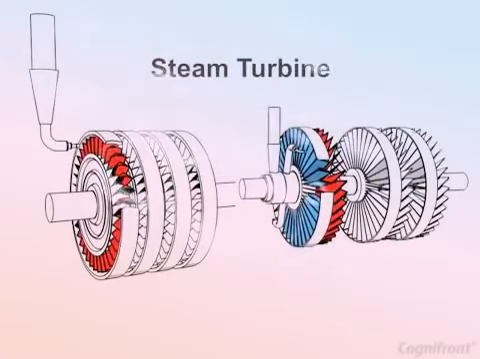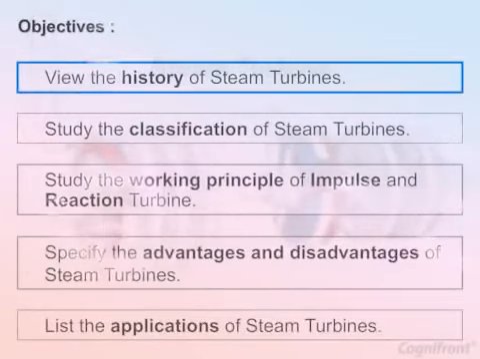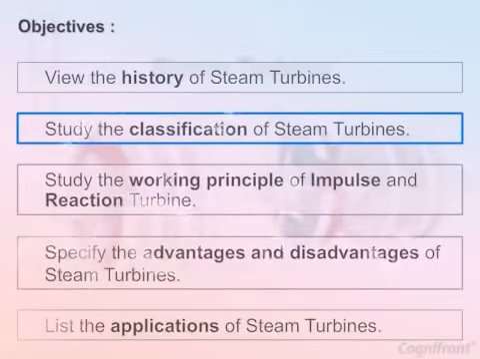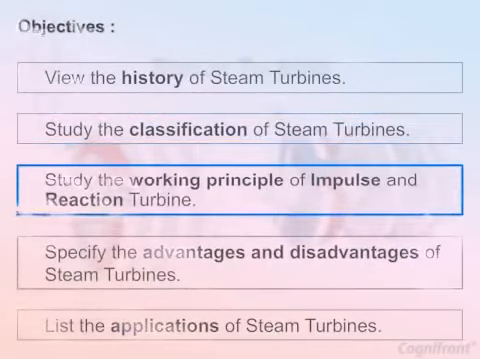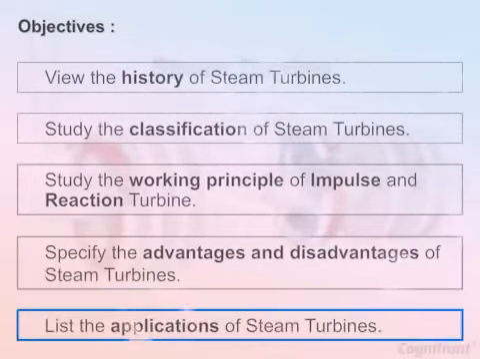Steam turbines. Objectives. In this session, we will view the history of steam turbines, study the classification of steam turbines, study the working principle of impulse and reaction turbine, specify the advantages and disadvantages of steam turbines, and list the applications of steam turbines.